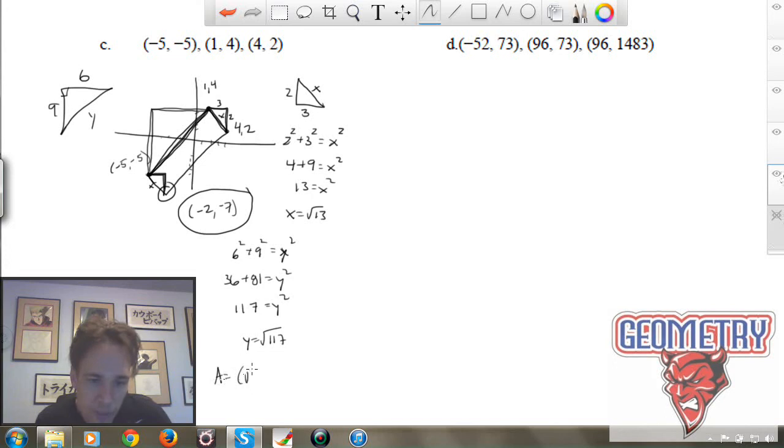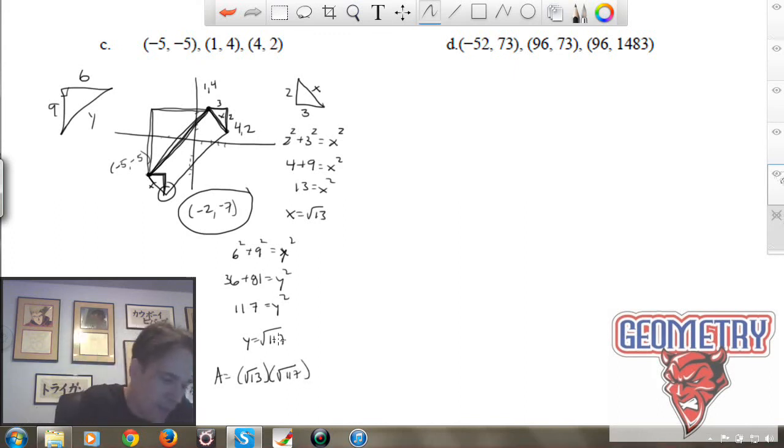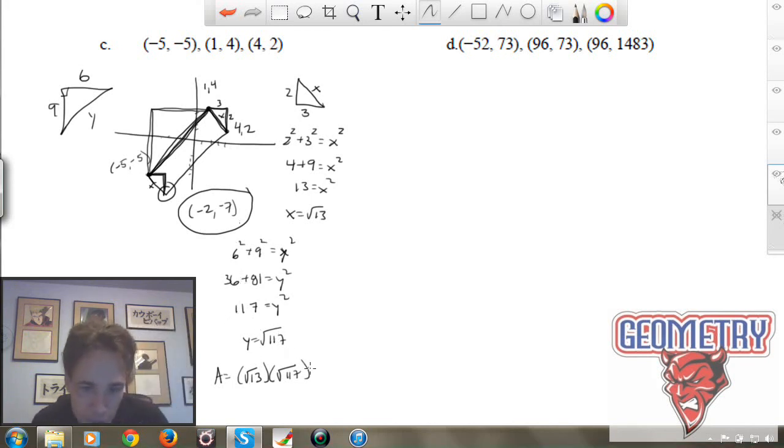So the area of this rectangle is the square root of 13 times the square root of 117. Let's see if that reduces nicely. So 13 times 117 is 1,521, which actually works out really, really nice to be 39. So messy numbers, but ended up working out nice. And the last one here.